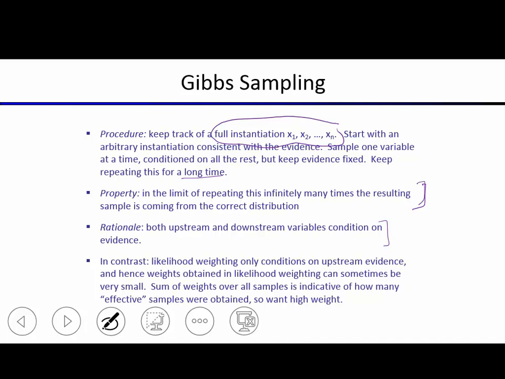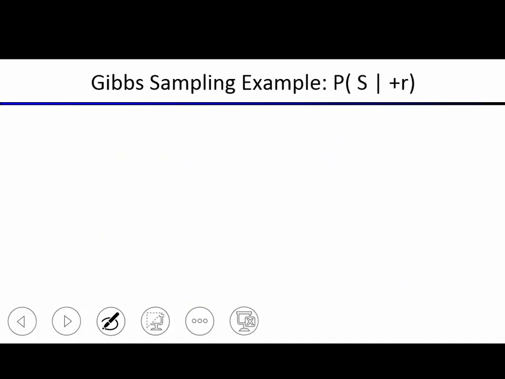In contrast, likelihood weighting will only condition on upstream evidence. What upstream evidence means is evidence that is earlier in the ordering that the graph specifies. And sometimes the weights in likelihood weighting can accordingly be very small, since the sum of the weights over all samples is indicative of how many effective samples were obtained. That's a problem when we run likelihood weighting. In Gibbs sampling, we resolve this by conditioning on all other variables at all times. So let's take a look at an example.